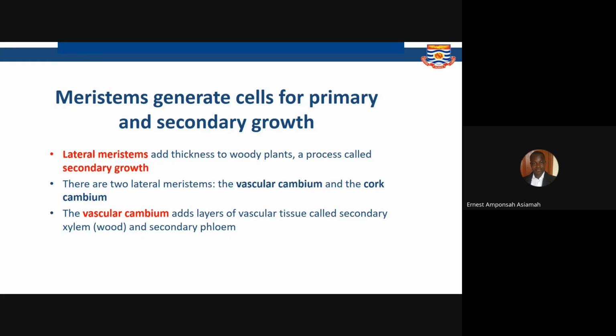So the vascular cambium will be adding layers of vascular tissue, and we call them the secondary xylem and the secondary phloem. Then the cork cambium replaces the epidermis with the periderm, which is thicker and also tougher, as I talked about earlier when I was discussing the dermal tissue. So the meristems which make up the cork cambium will divide and replace the epidermis with the periderm.